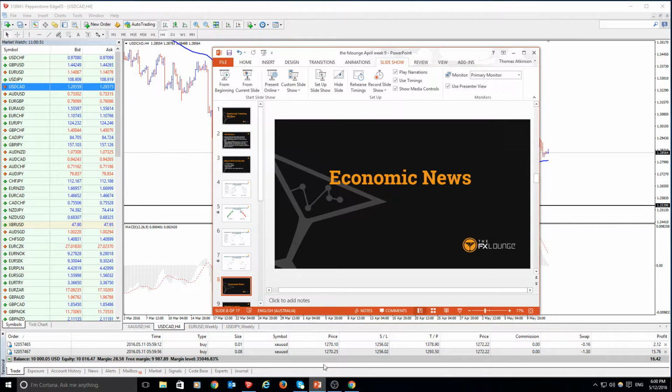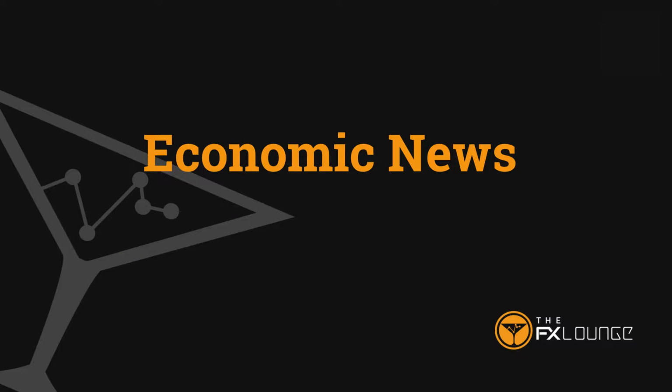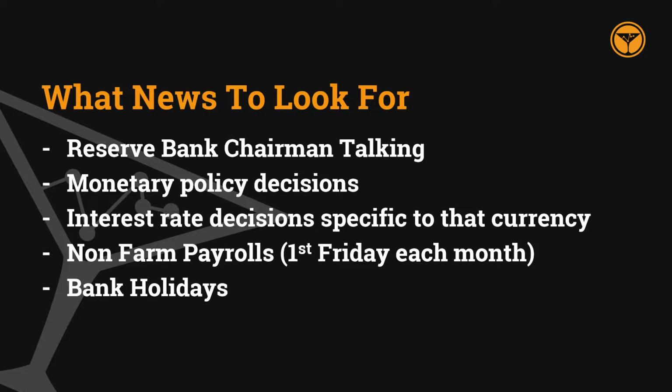Now, let's get back to the slides quickly and talk about a few other things. So, economic news of the week. Let's talk about the normal news we look for. As always, we haven't changed this list at all, but for anyone new, always look for Reserve Bank Chairman talking. It's a very important piece of news. If you see the RBA Governor Stevens coming out and saying something, always be careful around that time, because that can influence the market a lot.